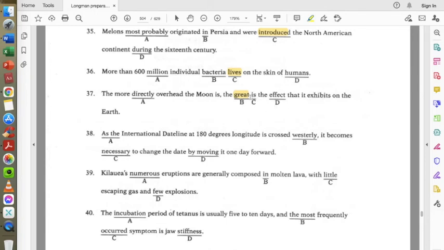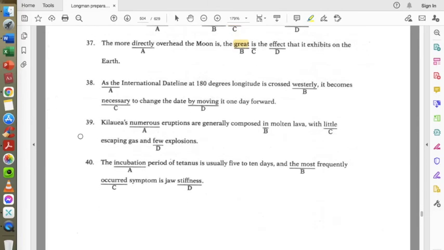I don't like B or C. Typically, we're going to say the more directly overhead the moon is, the greater. We definitely need a comparative, but I think there's a word order problem here too. The greater the effect it exhibits, the greater is the effect. We can't say "the great" because great is an adjective, and if we have article plus noun, we need to have article plus verb. We need to have a noun in there. Great is not a noun there, so we can't have it alone after an article. But I think B and C are actually incorrect there.